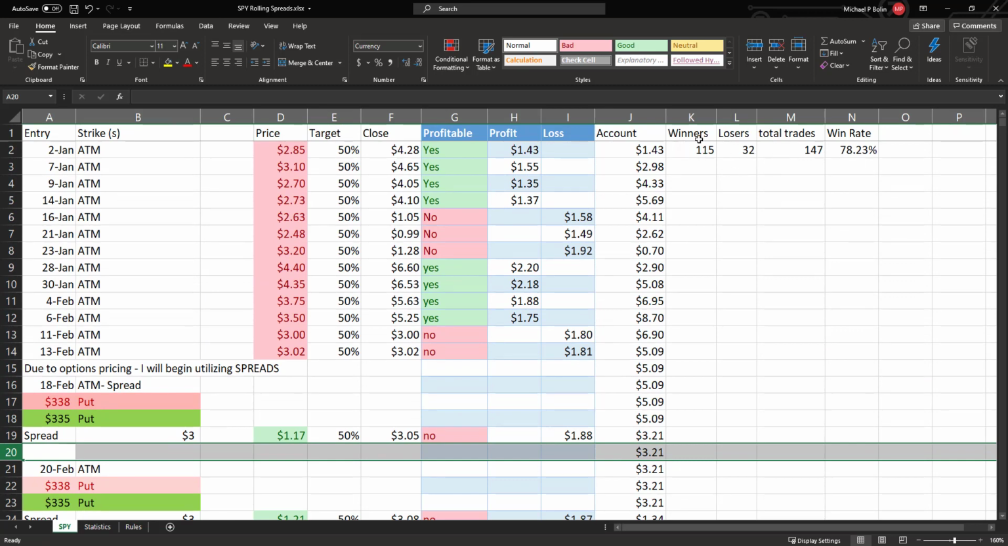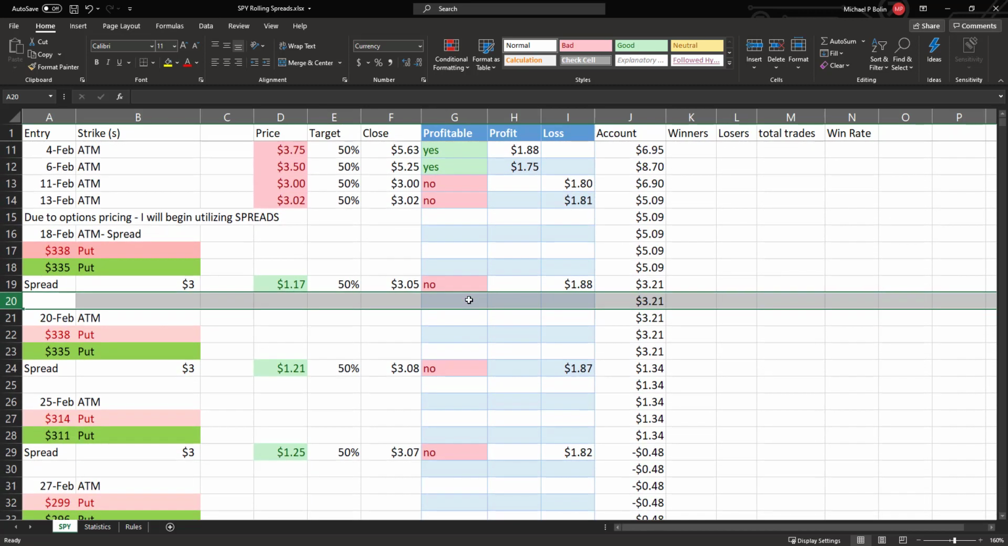Their numbers are not here. Otherwise it'd be a total of 149. I have 115 winners, 32 losers. That's a total of 147 trades completed. I have a 78% win rate. That's an actual real live number with this market and this strategy. Real money.